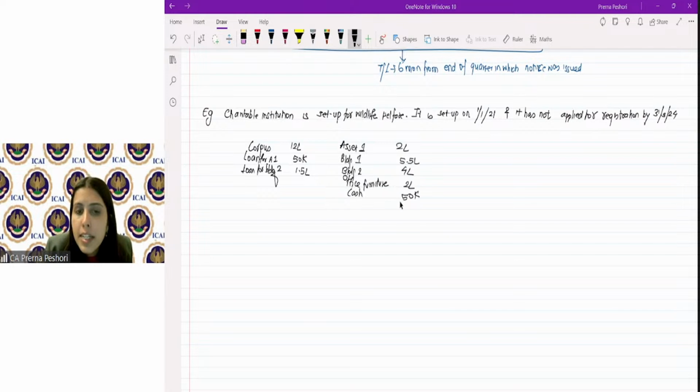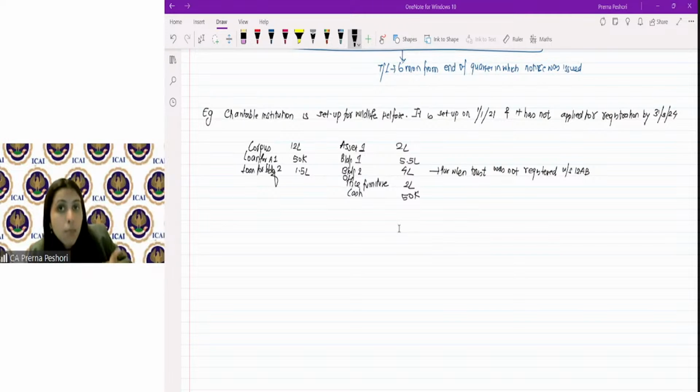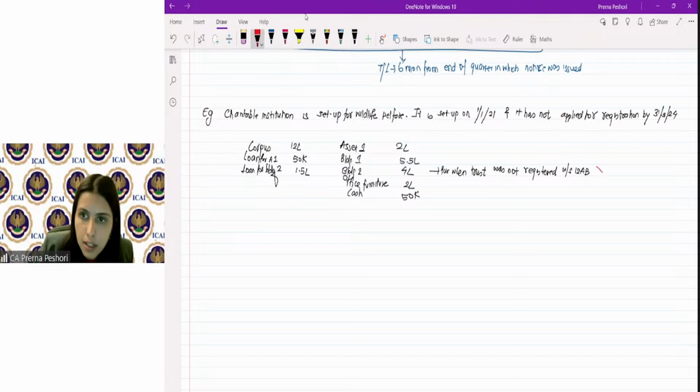Now let's say this building has been purchased when the trust was not registered under 12AB. So this building 2, this is purchased when the trust was not registered under section 12A(b). So in that particular case, I will not consider the building because the income from which this building has been purchased is not from the exempted income under 11. So I will not consider this particular building. Are we clear? So I will not even consider this loan.